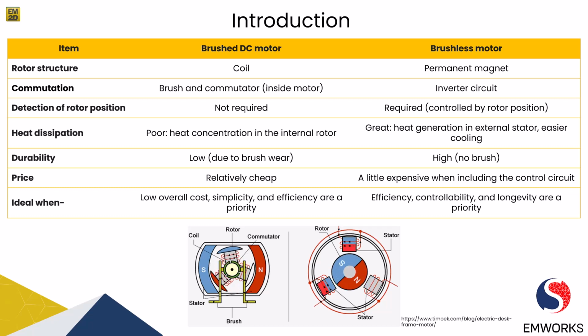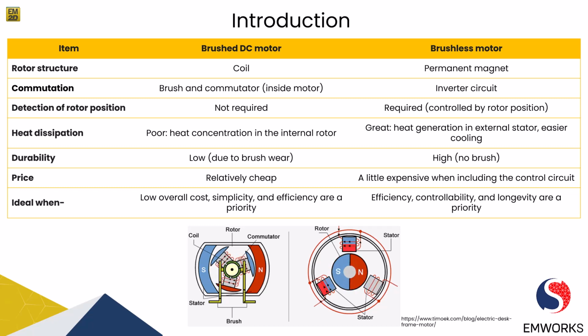In terms of heat dissipation, the BLDC motor has great dissipation of heat as the heat is generated in the external stator and it is connected to the enclosure casing of the motor, which has fins to radiate the heat generated within the motor, and it's easier to cool. Whereas in the brushed DC motor, we have a coil circuit in the rotor and it concentrates all the heat within the rotor.